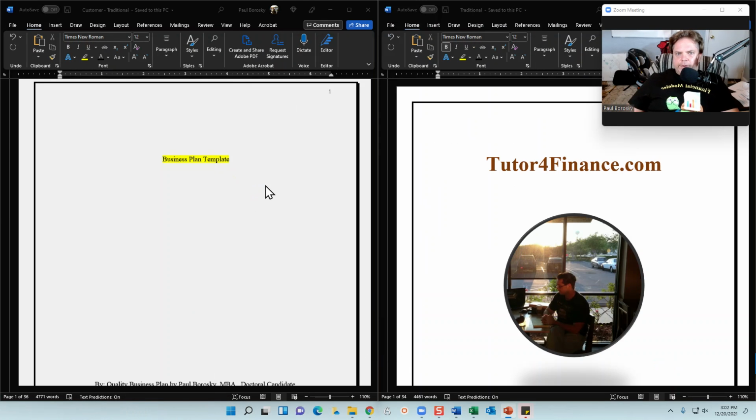Let's dive into this little comparison here. To the left, we have my business plan template. I've designed this business plan template over about 12 years. I got my MBA back in 2010, and since that time I've been writing business plans. From that, I've concocted this little template that I use for my traditional business plans. And to the right is going to be a finished example.